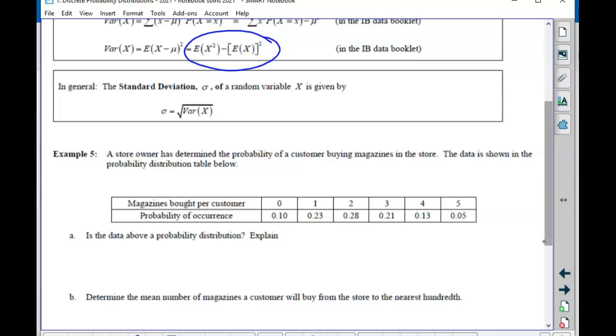So I think we did one similar to this in Math 20, but we're just going to do the variance from it, adding on, I guess, a question. It says a store owner has determined the probability of a customer buying magazines in the store. The data is shown in the probability distribution table. So magazines bought per customer. Probability that happens is 0.1. One magazine is 0.23, etc. Is the data above a probability distribution?